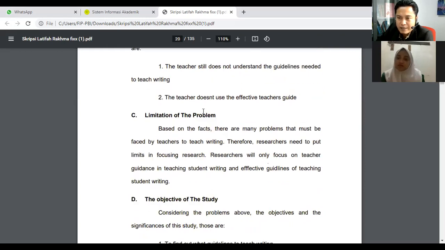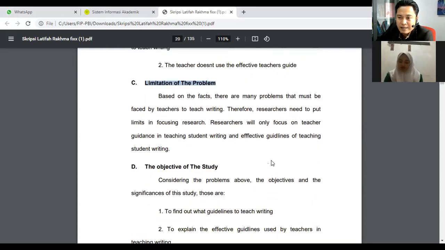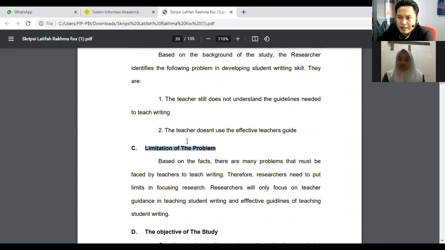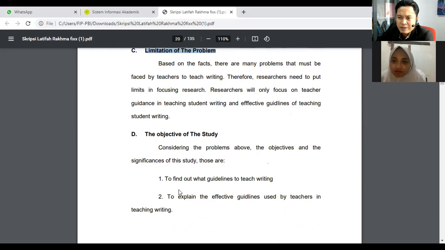And then for your limitation of the problem, since you are using only 2 schools, you're going to mention the exact names of the 2 schools that you use, Grafika, and the second one, Kiladuk School, that one, yeah? And then next, the objective of the study, to find out what guidelines to teach writing. Look at this one. You're mentioning the teacher still doesn't understand the guideline needed to teach writing. And then here you're mentioning to find out what guideline to teach writing.